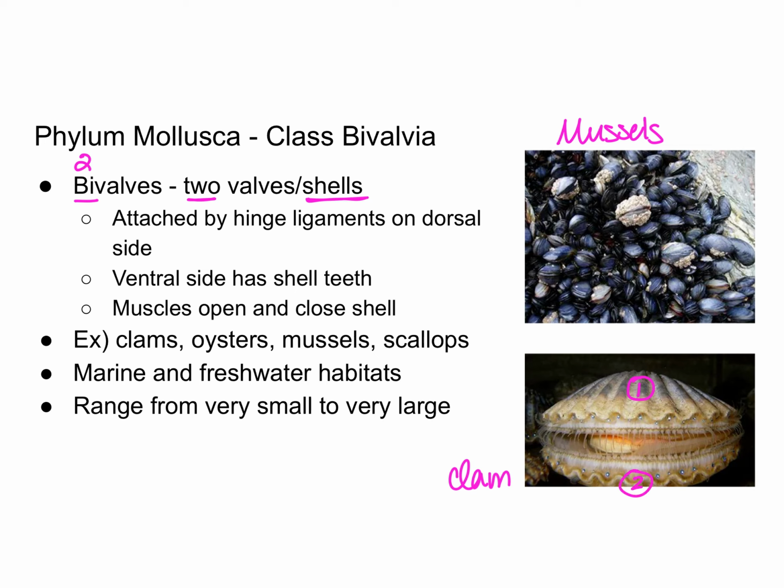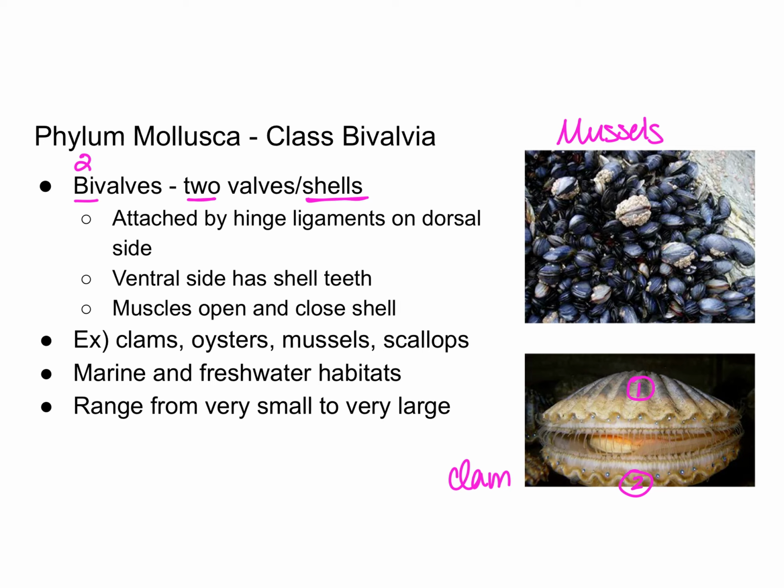This mussel picture is a little bit small, but if you've ever eaten a mussel, you know that it's got these two shells that clamp together. They are attached by ligaments on one side that makes it like a hinge, so it opens like a book or a door. The ventral side has shell teeth, and then there are muscles that open and close the shell.